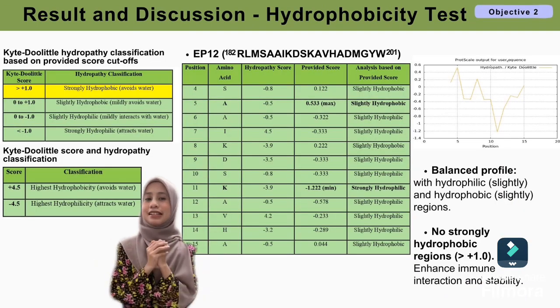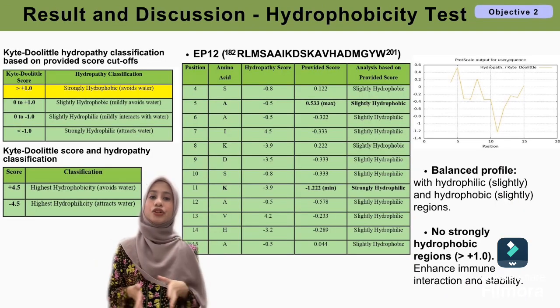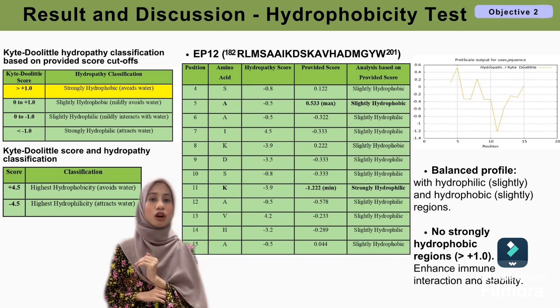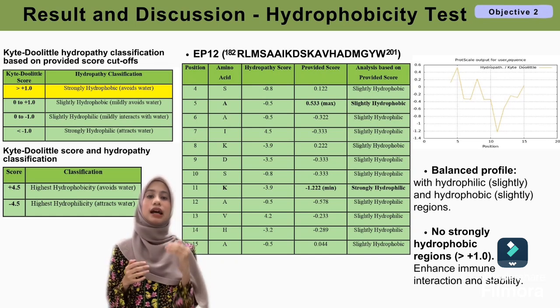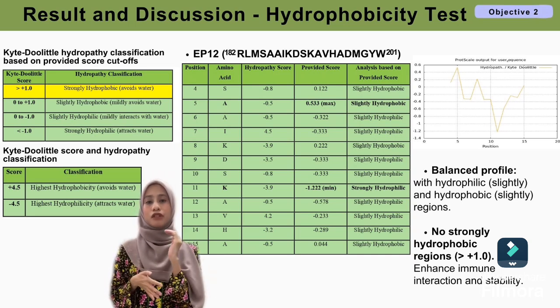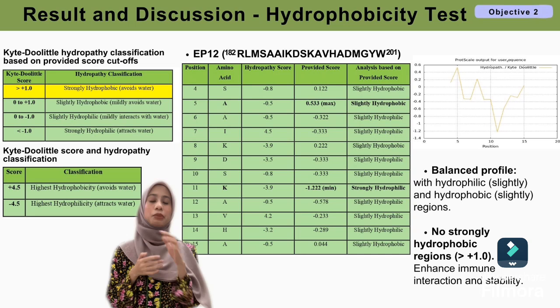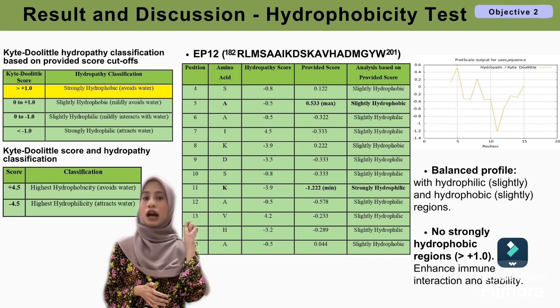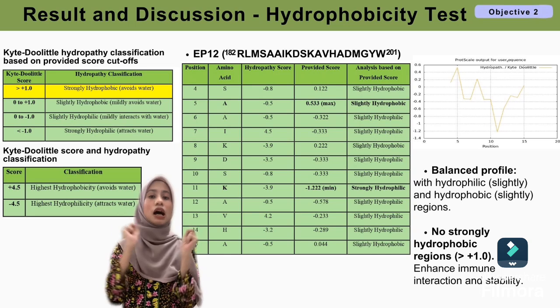And now, let's discuss the hydrophobicity test. As shown on the left, there are two tables. The first shows the HYDROPHOBICITY score and the cut-off values, while the second helps measure the range of highest and lowest score. I used the first table for classifying the hydrophobicity of amino acids in the epitope with the following cut-off. Positive scores are hydrophobic, while negative scores are hydrophilic.